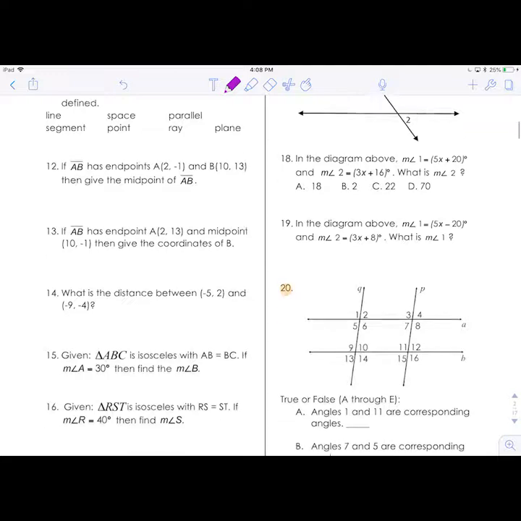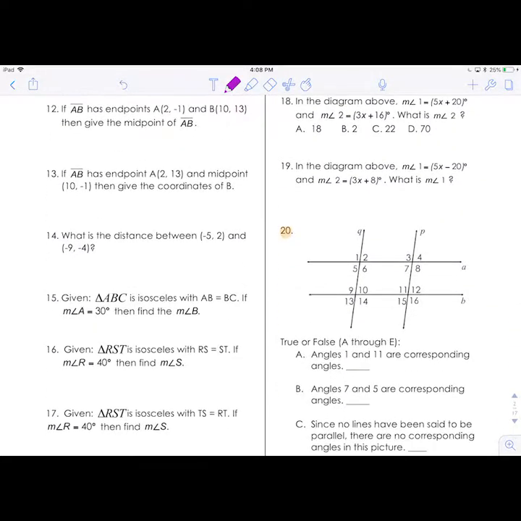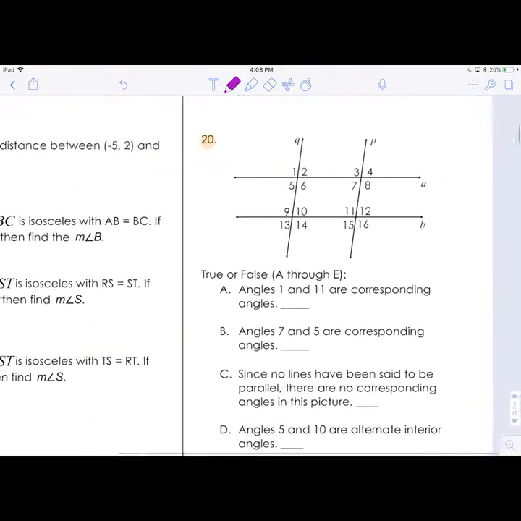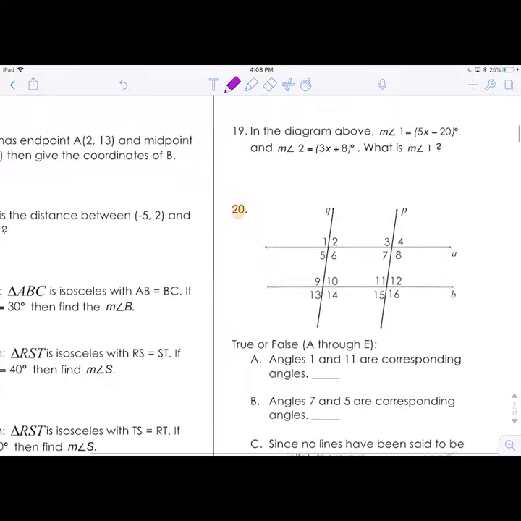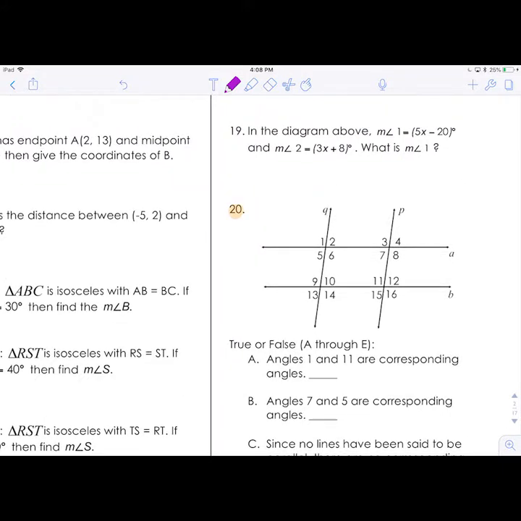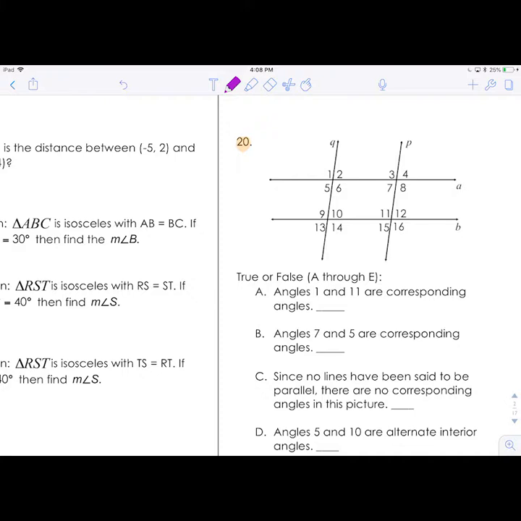On to the next one, which is number 20. It's the true and false section for these parallel lines. Or at least, we actually don't know if they're parallel, but we do know that we've got some transversal stuff going on. We've got some relationships happening between each of these, okay? It says angles 1 and 11 are corresponding angles. Is that true or false? Angle 1 is up here, angle 11 is down here. They don't even share a line in common, so they can't have a relationship with one another. So this is false.